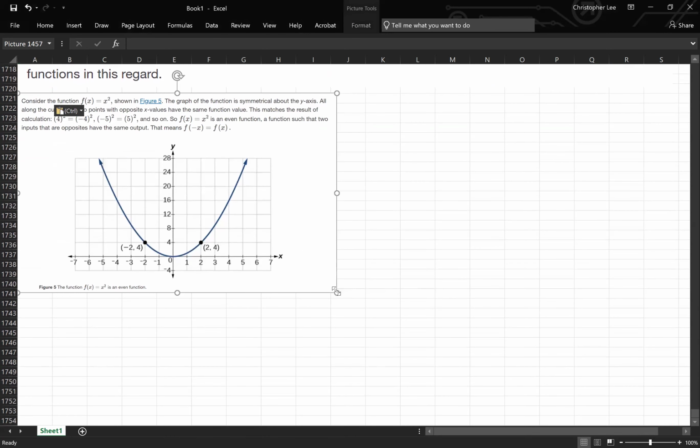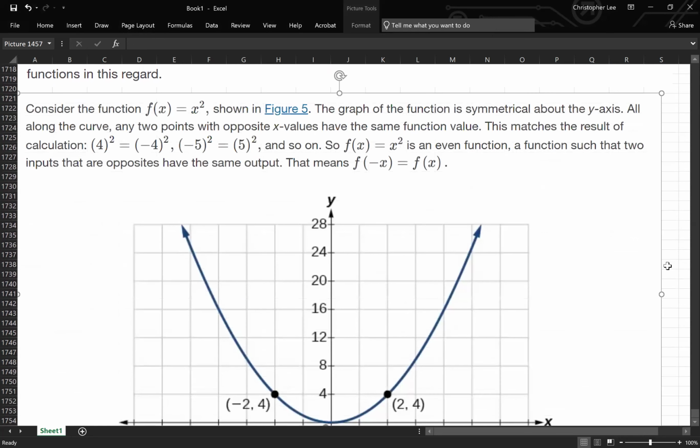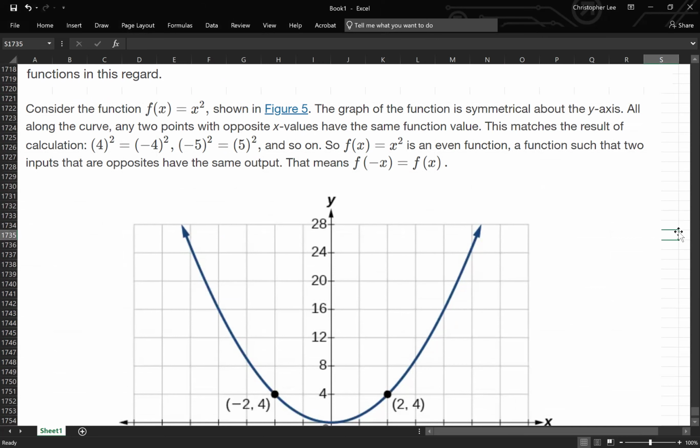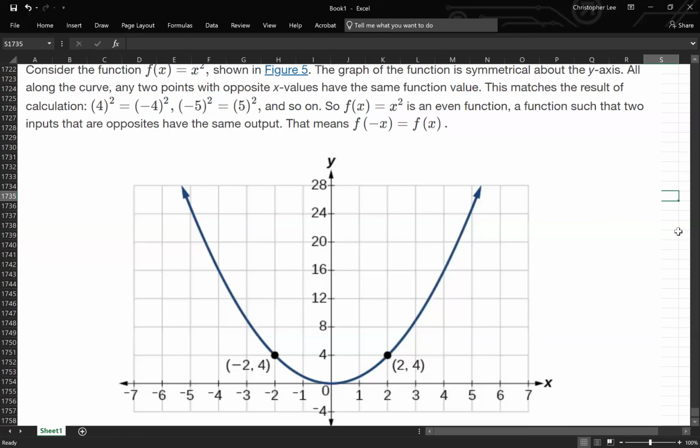So consider the function f of x is equal to x squared, as shown in this figure below. The graph of the function is symmetrical about the y-axis. All along the curve, any 2 points with opposite x values have the same function values. This matches the result of the calculation. So 4 squared is equal to negative 4 squared, and negative 5 squared is equal to 5 squared, and so on and so forth, right?